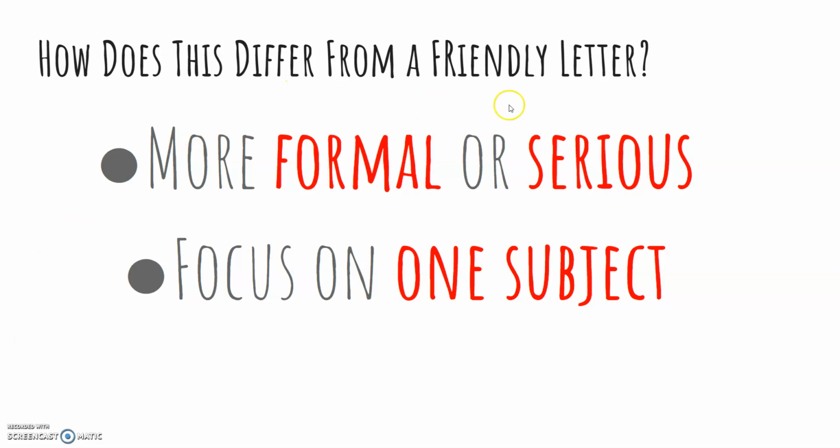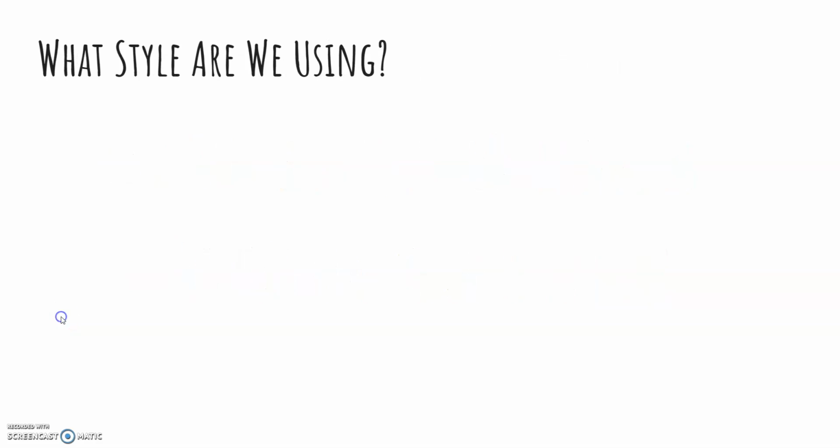So in a business letter, it's more formal or serious. Okay, we want to be taken seriously. So we're not going to say, hi, my name is blah, blah, blah. We're going to speak formally and we're going to write formally. We're very serious. And we talk about one thing. Okay, in our friendly letter, we talked about many things and you separated the ideas with paragraphs. In a business letter, we're going to have one main goal. It will still be paragraphs, but we're only going to talk about the one thing.